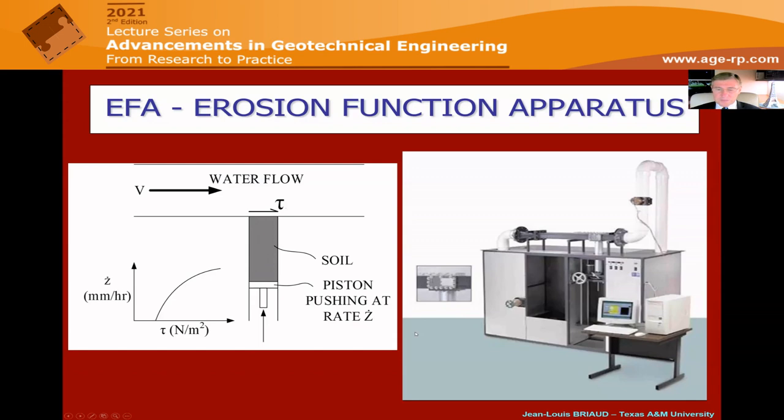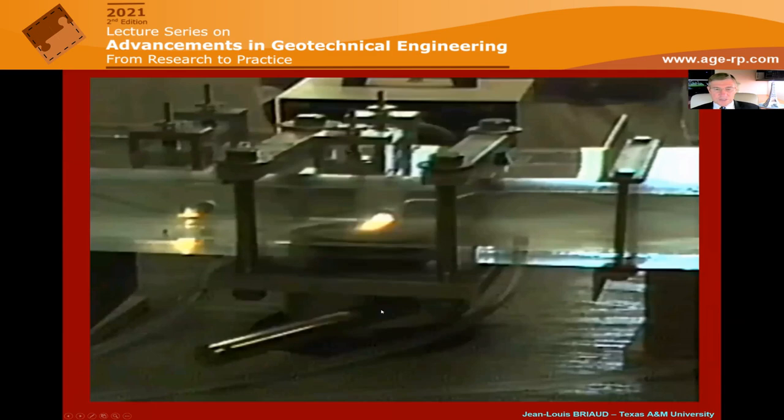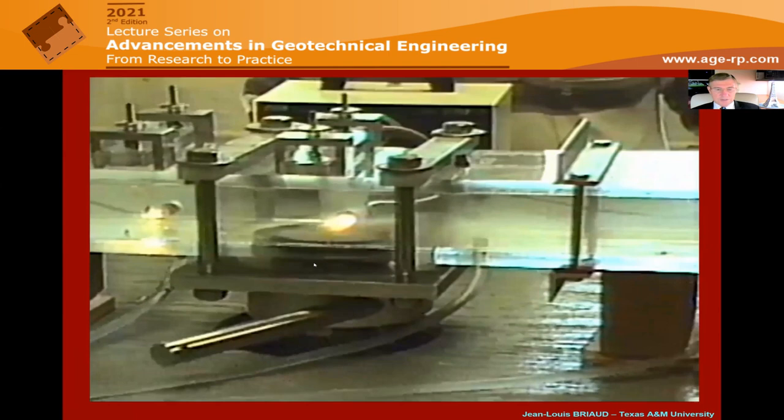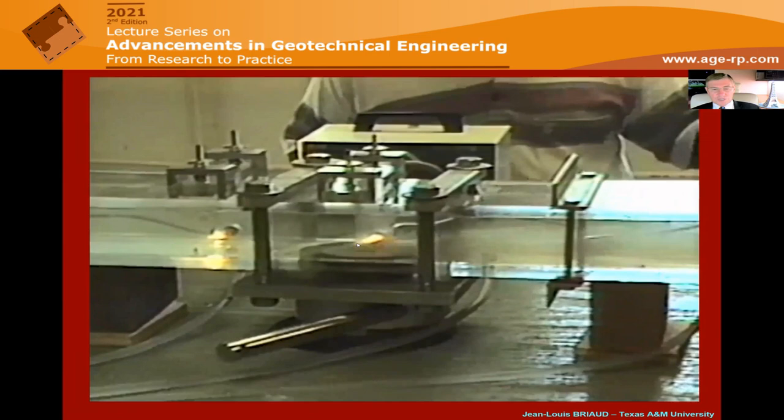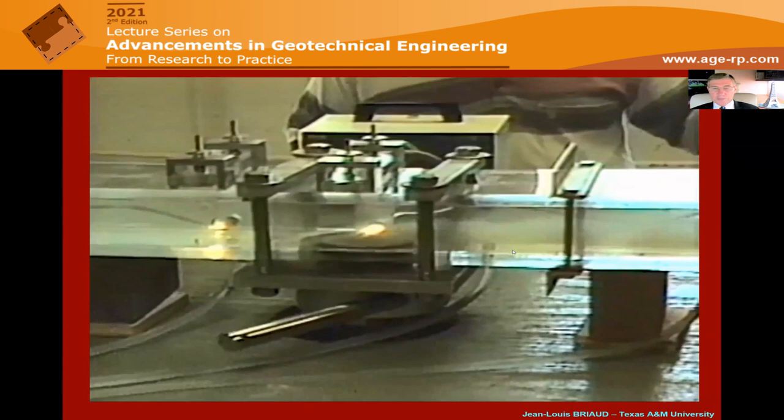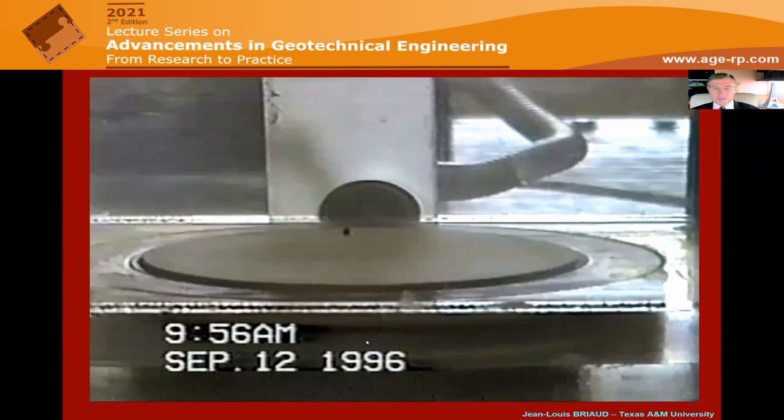And so we built this machine in the early 90s, and we've been testing a lot of soils and rock ever since that time. So here's the machine. Let me start the movie. And here we're testing sand. So this tube is right here. And at the bottom, you have a piston here that's pushing the sand up and up and up. And the water is flowing this way. And you can see that the water is eroding the sand as we push the sand up. The piston rate is the erosion rate and the water velocity we measure with a flow meter.